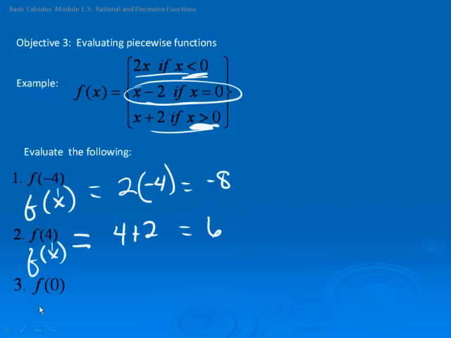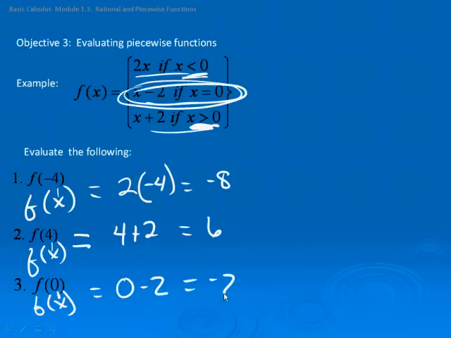And the last one, we're trying to find f of 0. Again, I'm going to write a little stencil in here. We've got x is equal to 0, so that would fit that middle one, wouldn't it? Since x is 0, I'm going to plug 0 in for that middle one, and that's going to give me a -2. I've now evaluated one for each of the 3 stipulations, or lines, in my piecewise function.